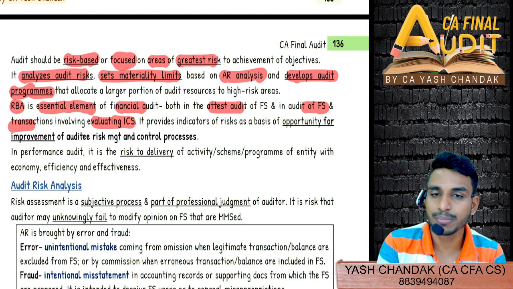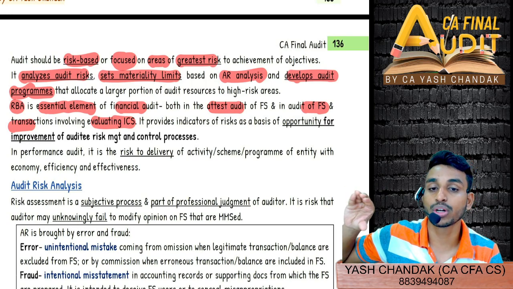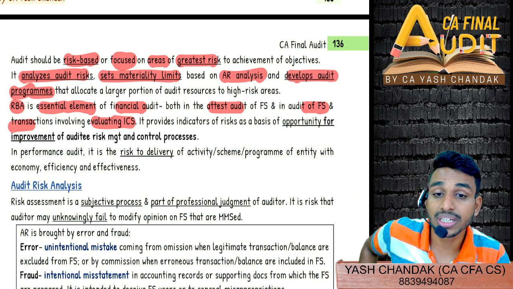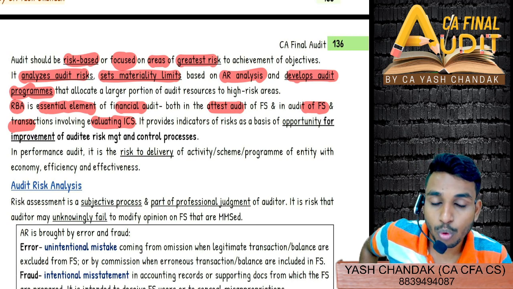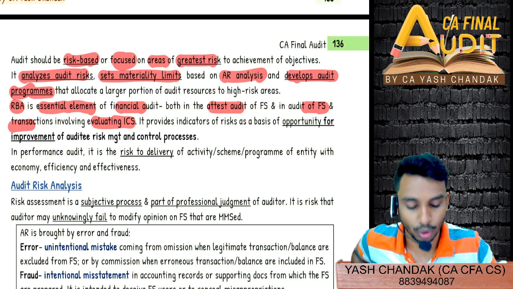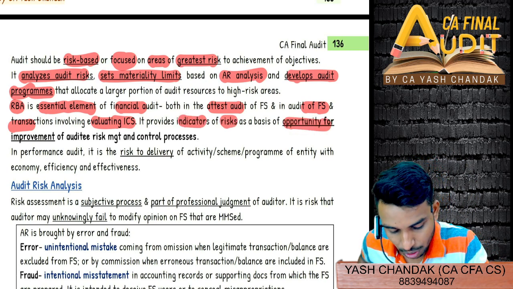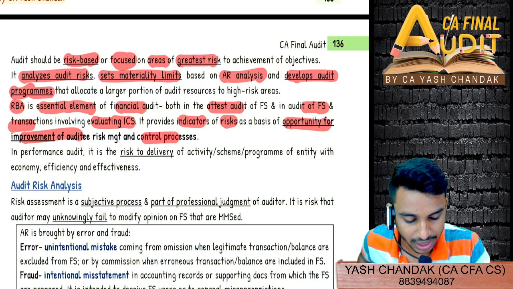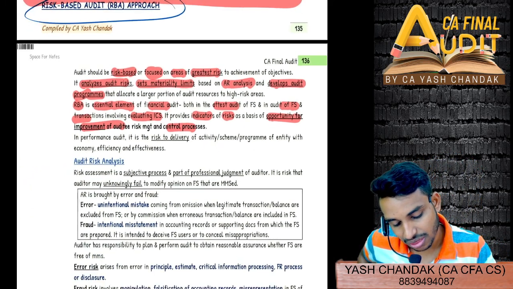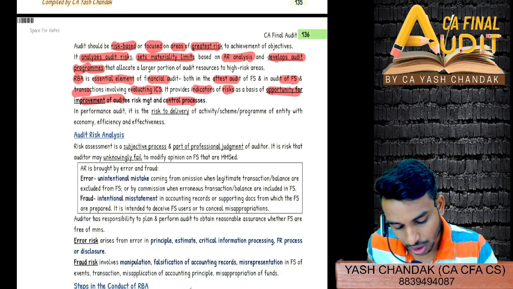So they are saying that RBA is relevant both while you are doing the statutory audit, financial statement audit, attestation function, and similarly when you are doing internal control system checking. At both places, RBA is relevant. RBA is important, and it provides indicators of risk as a basis of opportunity for improvement of risk management and control process. So that is nothing but a sort of intro, right? They are building up the foundation, not that important.